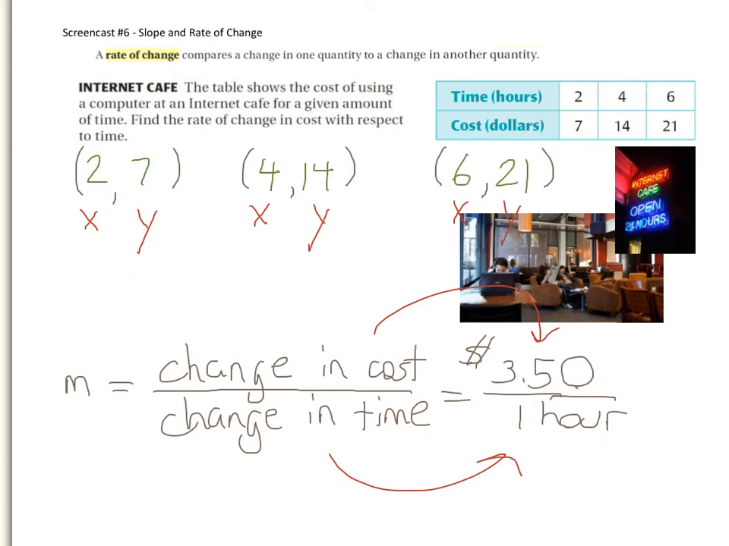And we could even have seen that right from the start. Look, if it's 2 hours and costs $7, then clearly 1 hour is $3.50. So we could have seen it that way as well. But nice job. We just calculated the rate of change, and we did it multiple ways. How many ways do you need to do it?